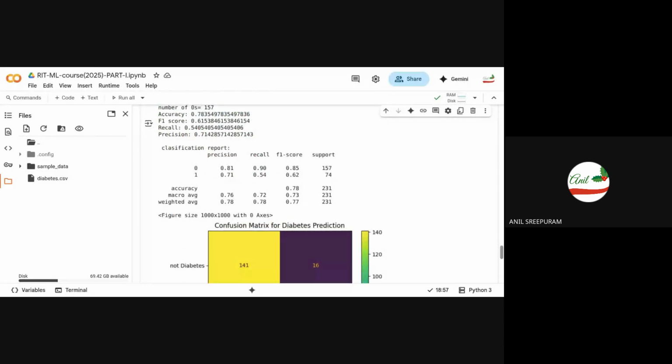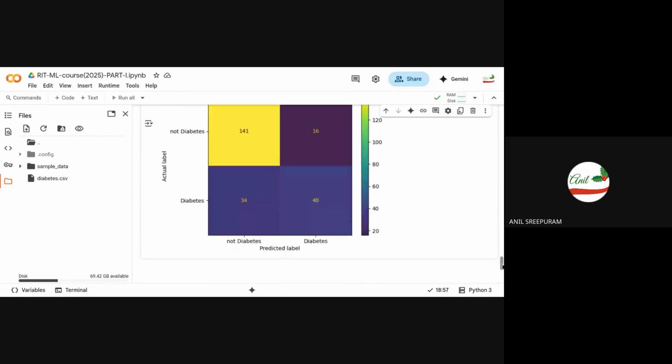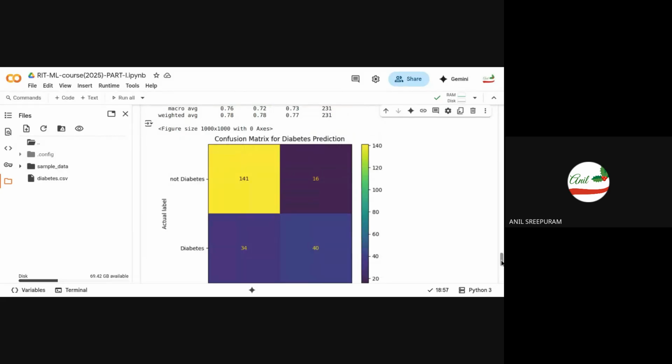Now what you can see, I'll be running, you will be obtaining an accuracy of 78.35, that means 0.78, and the F1 score of 0.61, recall of 0.54, and precision of 0.71. A little bit of improvement over the logistic regression, and compared to the decision tree, it is better. And again, 141 of the non-diabetic samples are correctly predicted here in the confusion matrix, and 40 of the diabetic category are correctly predicted here.